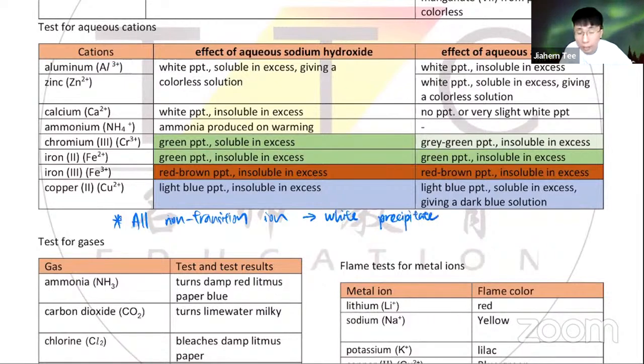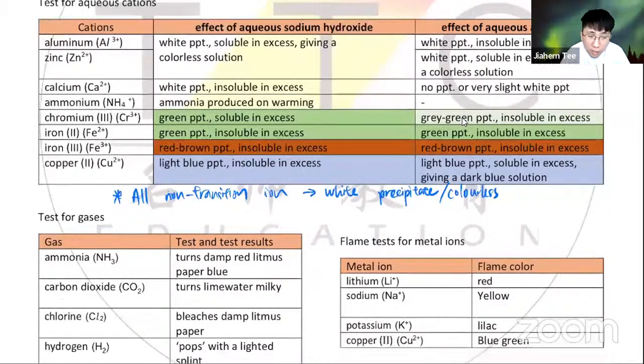Okay, means you always see white precipitate. Or maybe just white. If it's not white, then it will be colorless. Either one. For all non-transition ions, for example magnesium ion, lithium ion, sodium ion, it's always colorless. If it's a solid, it's always a white precipitate. Anything else besides this table, it's white or colorless. Okay, that's what we know from here.